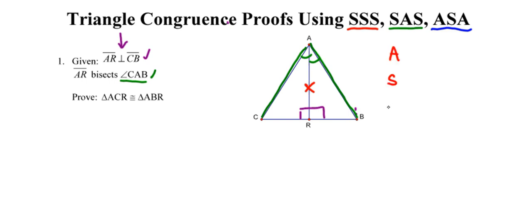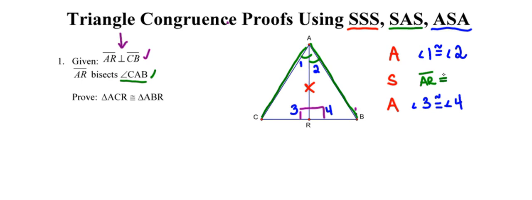So when I actually sit down to write this proof, I'm going to discuss, or write about, two pairs of congruent angles and one pair of included congruent sides. The two angles I'm going to write about: angle 1 being congruent to angle 2, the angles at the top of my picture, and angle 3 being congruent to angle 4 down at the bottom of my diagram. And the pair of congruent sides that I'm going to need to discuss in my picture: side AR congruent to itself.